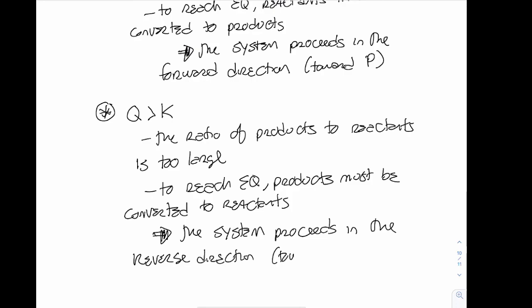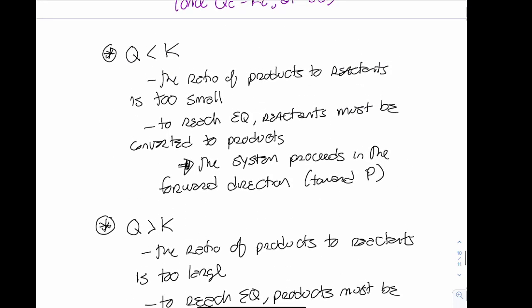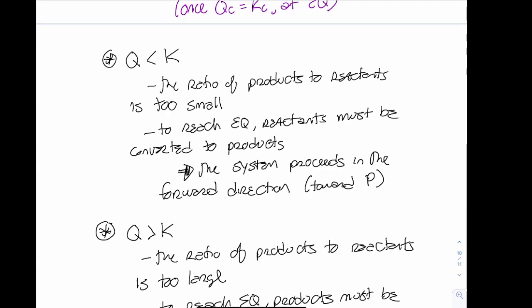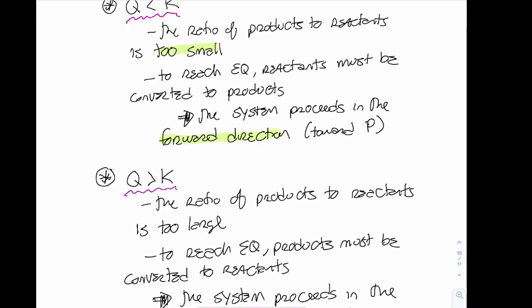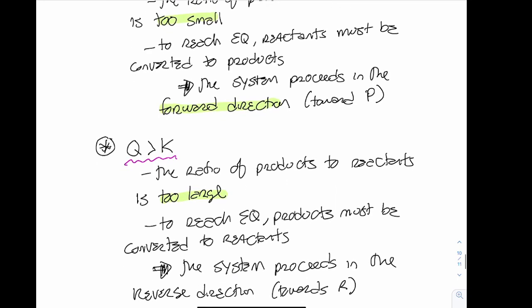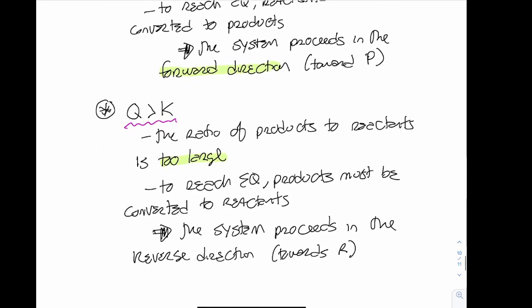So towards reactants. If my reaction quotient is too little, we need more products, less reactants, and it's going to go in the forward direction. If my reaction quotient is too large, we need to decrease the amount of products, so it's going to be favored in the reverse direction.